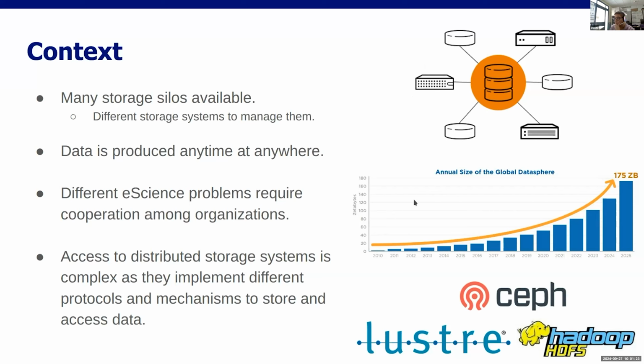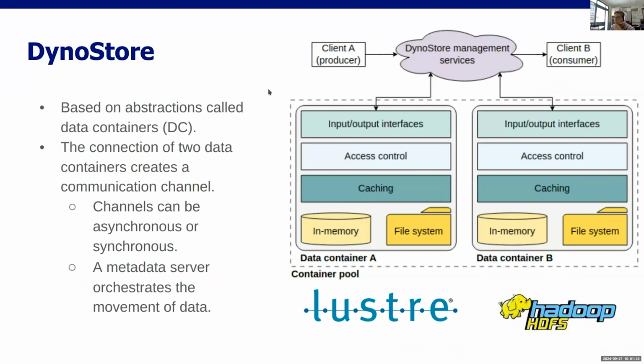Data is stored in these systems. These systems can be administered using different file systems like Ceph, Lustre, or Hadoop, and access to distributed storage systems is sometimes complex, and they implement different protocols and mechanisms to access and store data. So the idea is to create a system composed of storage systems, with an interface that can be deployed across these storage systems to couple them into a single system that can be used for the sharing and storage of data.